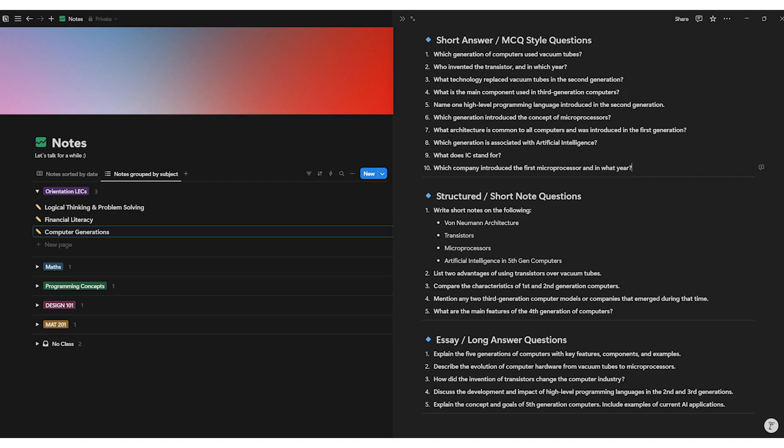Then we move on to the fifth question. Name one high-level programming language introduced in second generation.